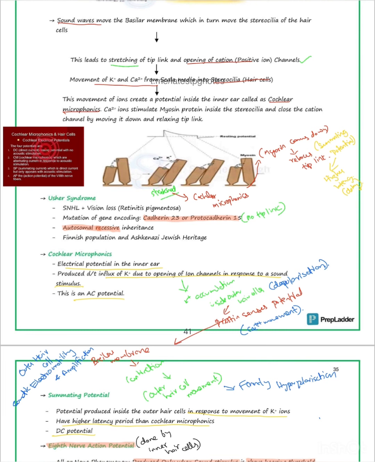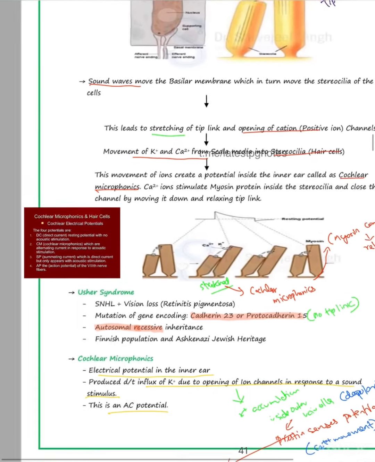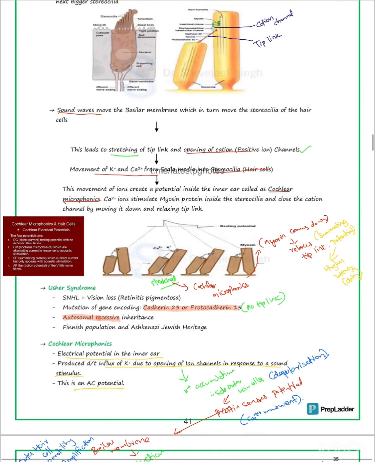This direct current can be stimulated with no acoustic stimulus. Then we see about the cochlear microphonics, that is the current within the stereocilia, that is produced due to the influx of K-plus due to opening of channels in response to sound stimulus. This is an alternating current.